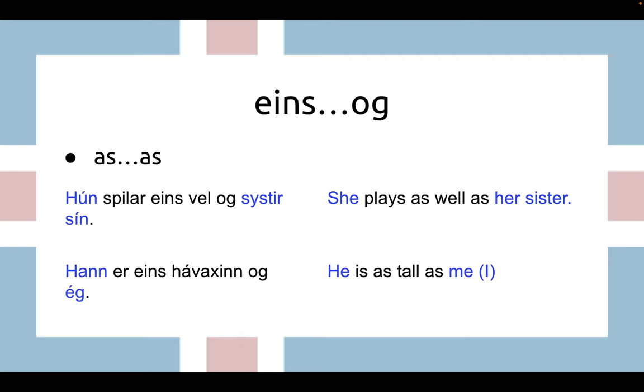Here's another example. Hann er eins hávaxinn og ég. He is as tall as me. Or in more, I guess, proper English, he is as tall as I. In English, it's okay to say he is as tall as me. That's pretty common in modern colloquial speech. But in Icelandic, you have to have the nominative on both sides. So it's very necessary that you say hann er eins hávaxinn og ég, and that you have ég on the other side.